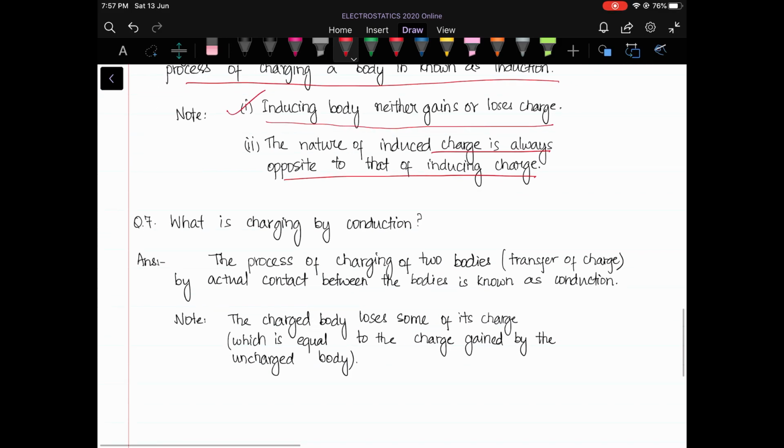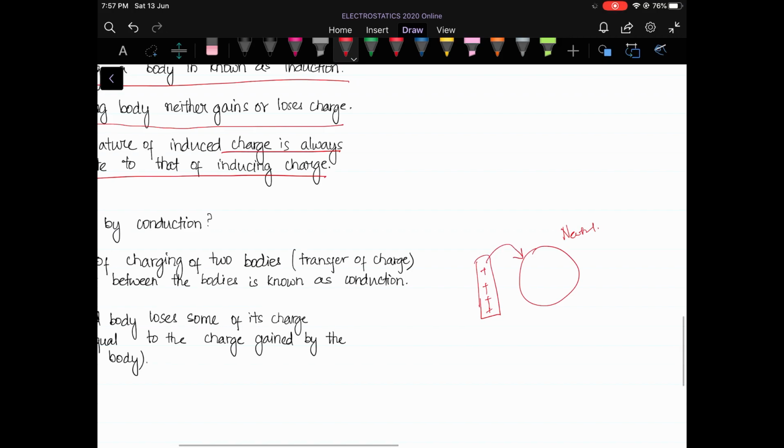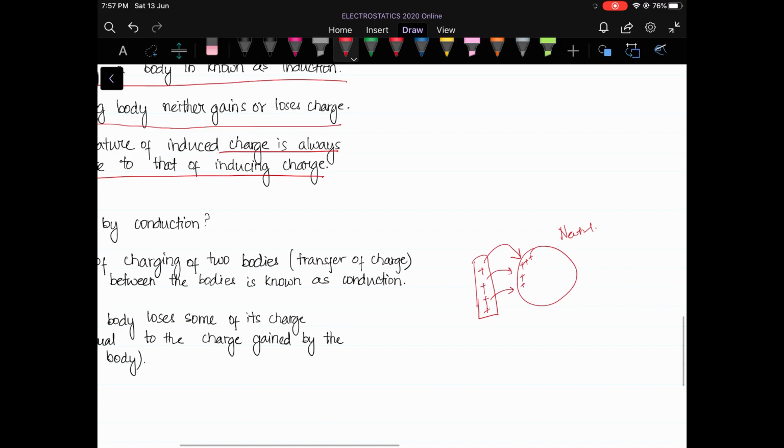What is charging by conduction? When we have a body which is already charged and we bring it to a neutral body and actually touch them, you will notice that the positive charges from the charged body get transferred to your neutral body, and the charge in your charged body decreases. But you can see the neutral body now has some charge.